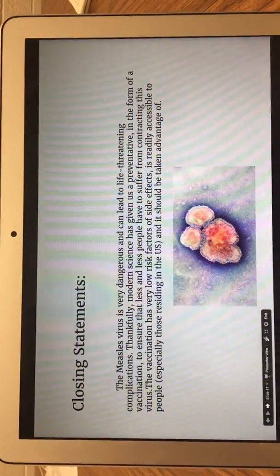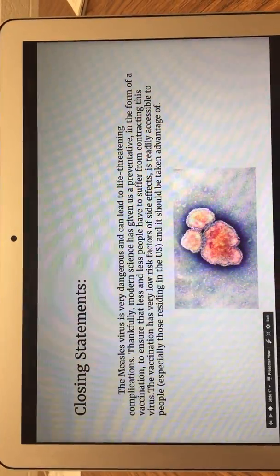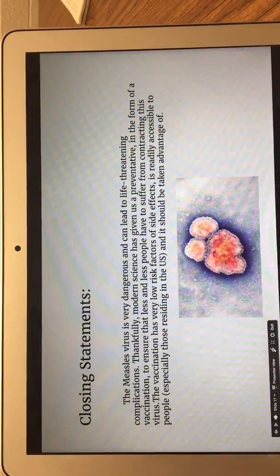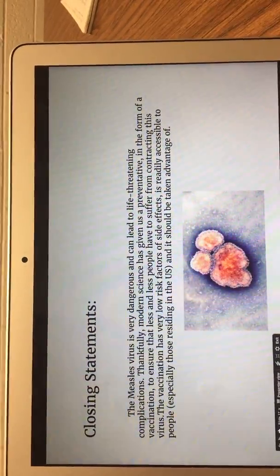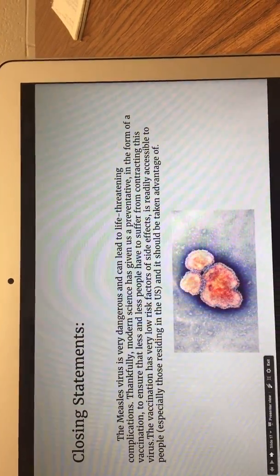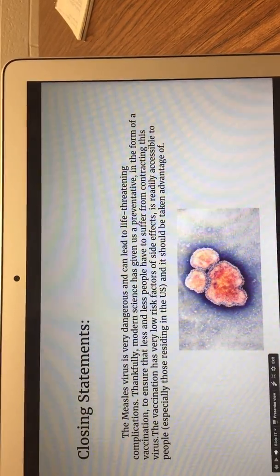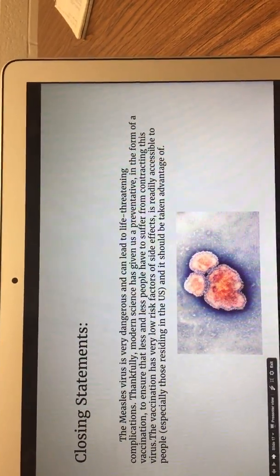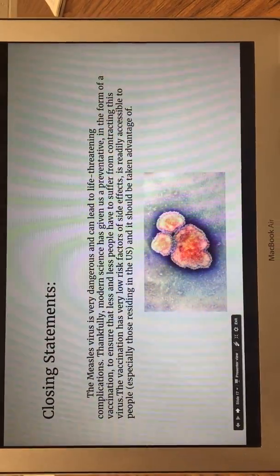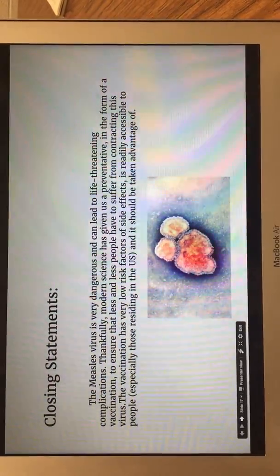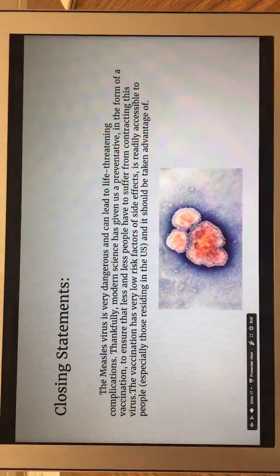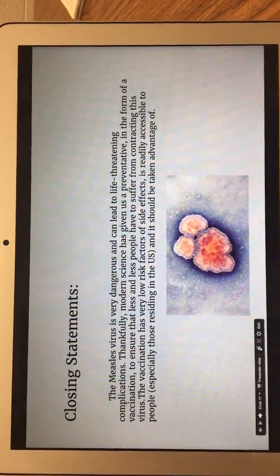So here are our closing statements. The measles virus is very dangerous and can lead to life-threatening complications. Thankfully, there is a vaccine that prevents the virus, and thankfully modern science has given us it as a preventative. That way, we can ensure that fewer people have to suffer from contracting the virus and from the complications that come, like pneumonia and encephalitis.